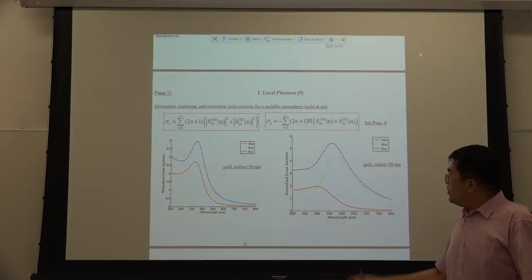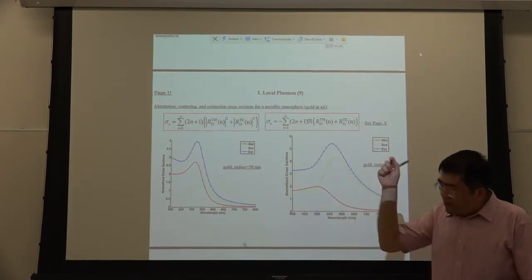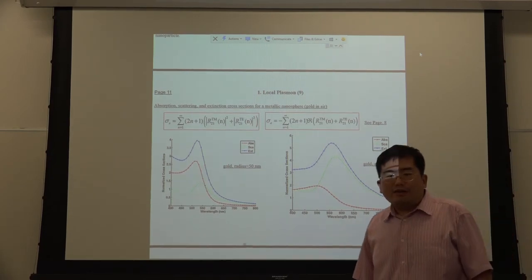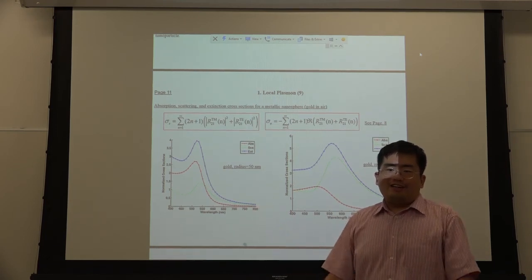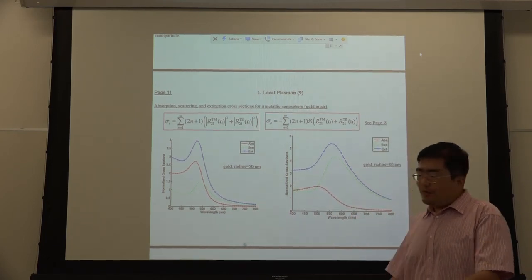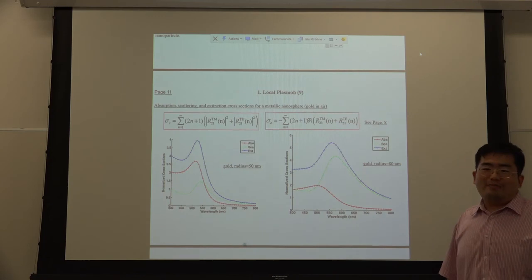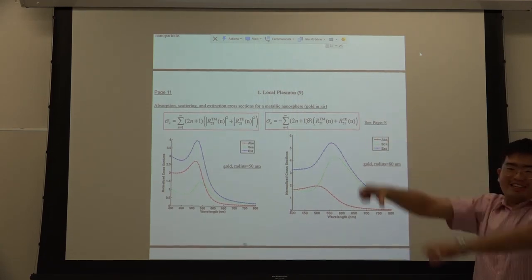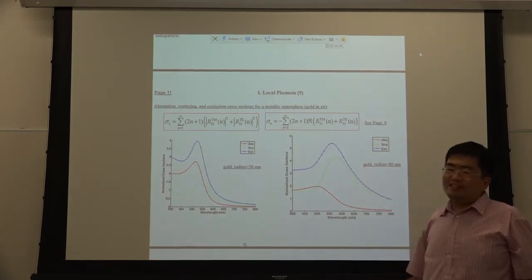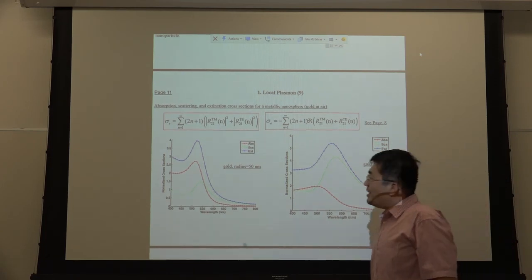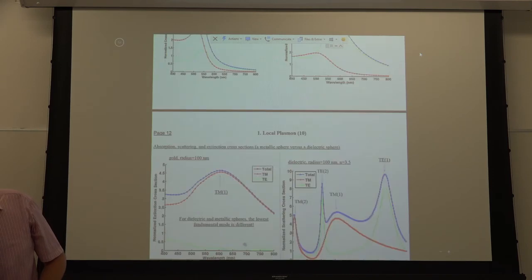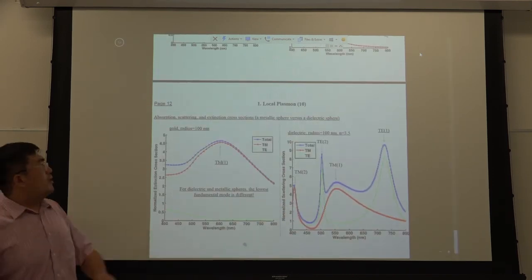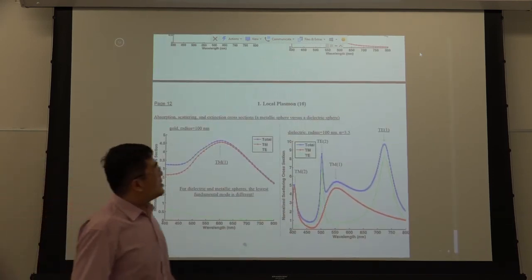So when you put this nanoparticle in a solar cell, you have to think about this. If it is very small, it just absorbs light but does not scatter. If it is larger, it can scatter light, but it cannot trap light well because of the active loss. So this is the key idea. This is the important thing. This is the most important thing. This is a physical picture, very important.